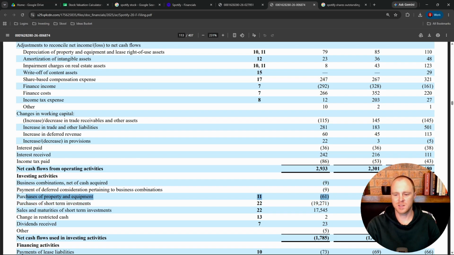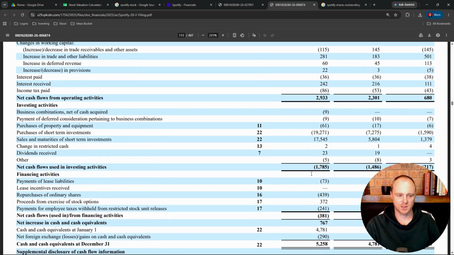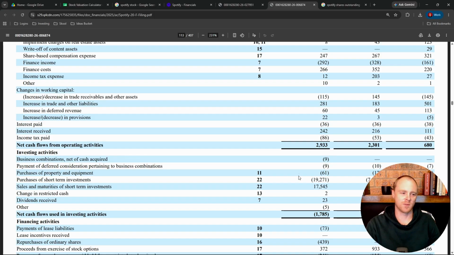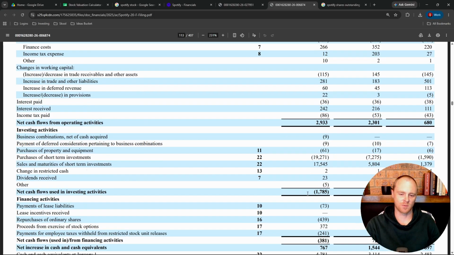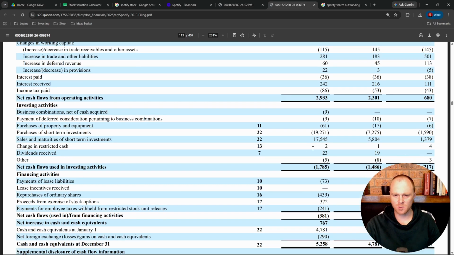Wow. 6, 17, and 61. 61 compared to 2,933 is a very small number. So we don't even really need to worry about that. It's almost like a rounding error at how little the business needs to reinvest in either hard assets or infrastructure and things like that. So what's the business actually done with all this cash that is just blowing out everywhere?